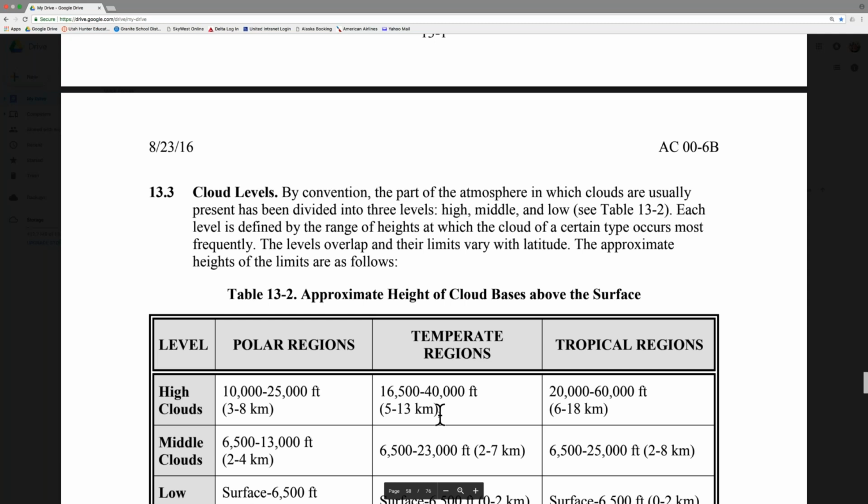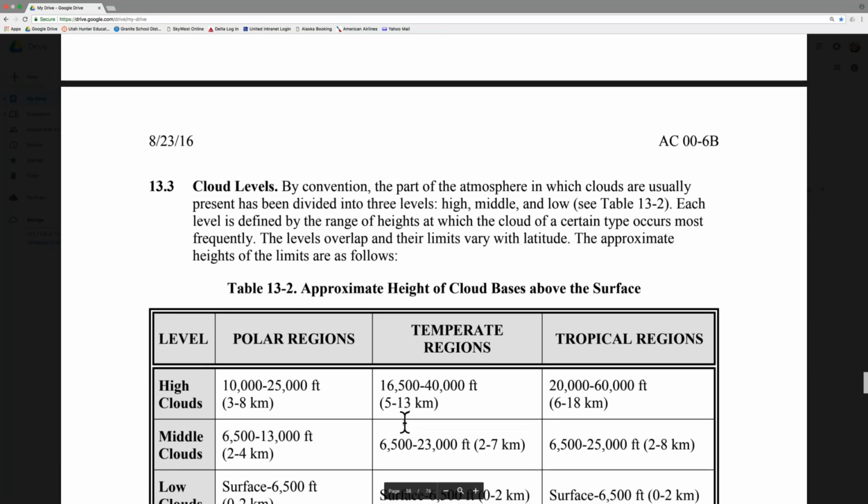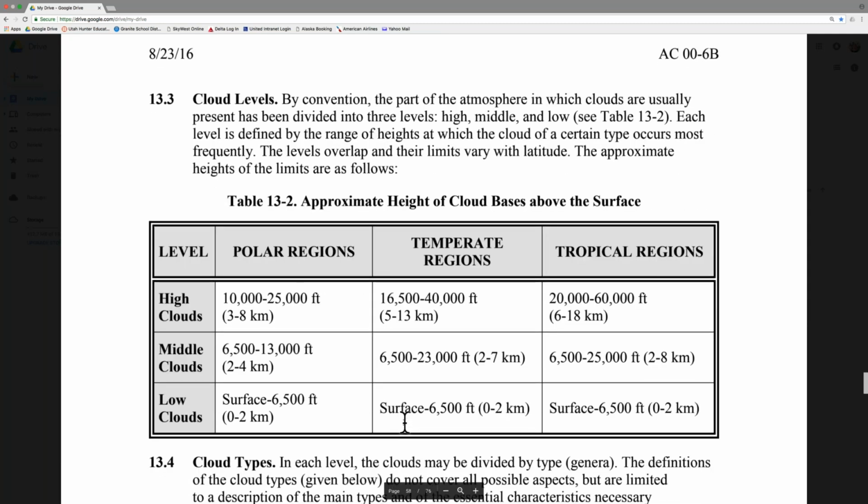So cloud levels, right? Remember the troposphere, where all the weather is contained, thins as you reach the poles, right? So that being said, so do our cloud levels. In polar regions, high clouds would be 10 to 25,000 feet, whereas in tropical regions, 20 to 60,000 feet. Okay.